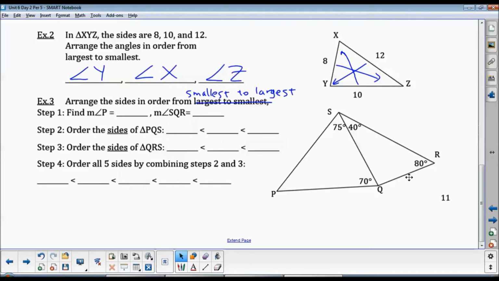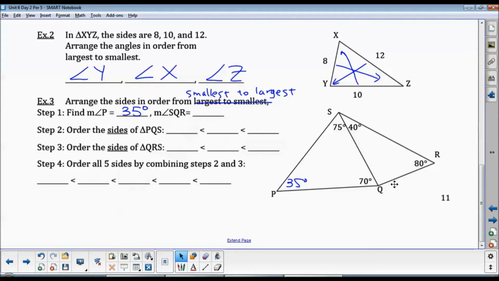So I'm going to start with looking at just this triangle over here on the left, triangle SPQ, this one over here. So I'm given the measure of this angle here is 75 degrees, and the measure of this angle over here is 70 degrees. So we use triangle angle sum theorem again, and we can figure out the measure of angle P must be 35 degrees. So the measure of angle P is 35 degrees.